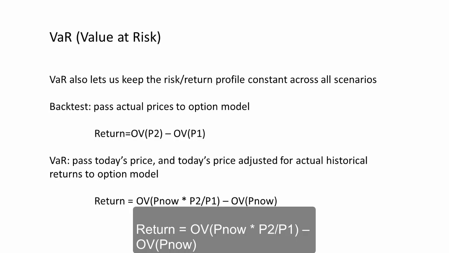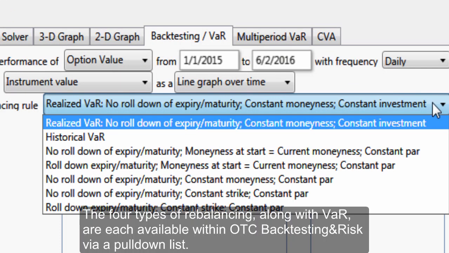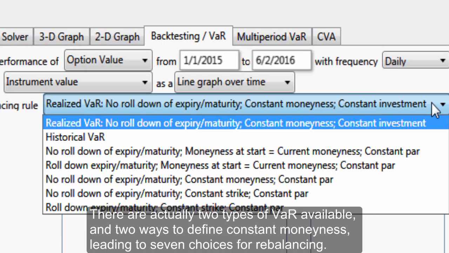The 4 types of rebalancing, along with VAR, are each available within OTC backtesting and risk via a pull-down list. There are actually 2 types of VAR available and 2 ways to define constant moneyness, leading to 7 choices for the type of rebalancing.